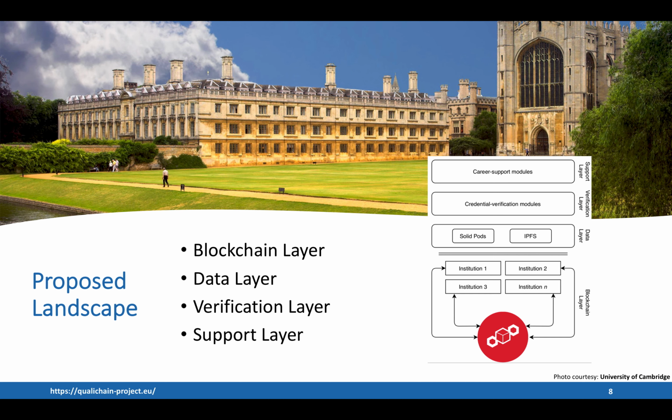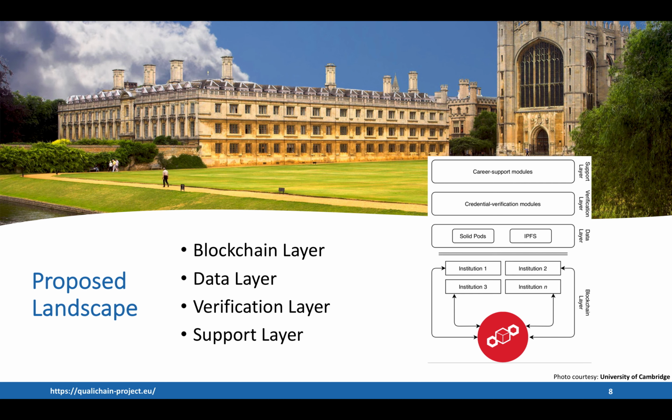So, finally, this slide shows how we propose to decentralize the educational landscape. We split the activities into four layers, namely the blockchain layer that ensures trust, the data layer to store and share data, the verification layer to issue and validate qualifications, and the support layer to provide graduates and lifelong learners with continued support.